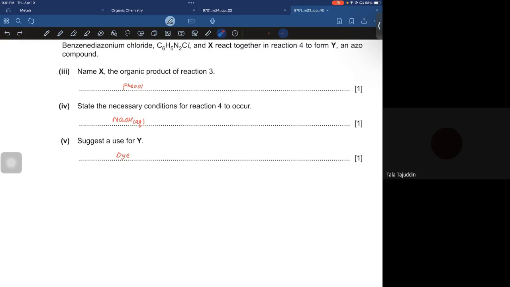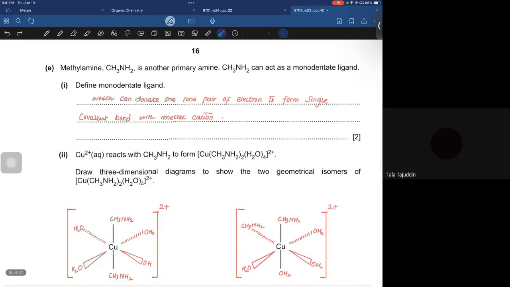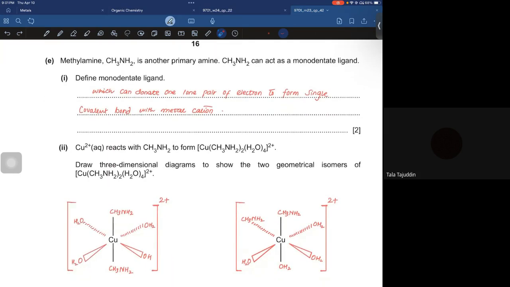Suggest a use for Y. Of course, this is a dye. It's a coloring agent. It's a dye. It's colored. In the textile industry, we can use this. Okay.